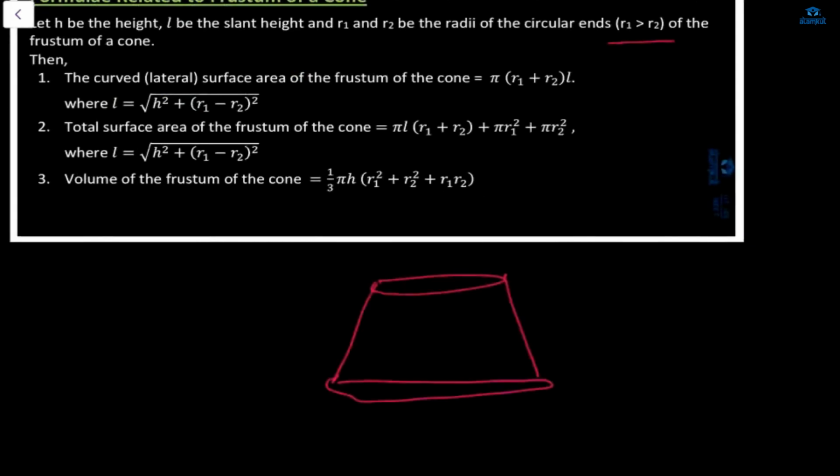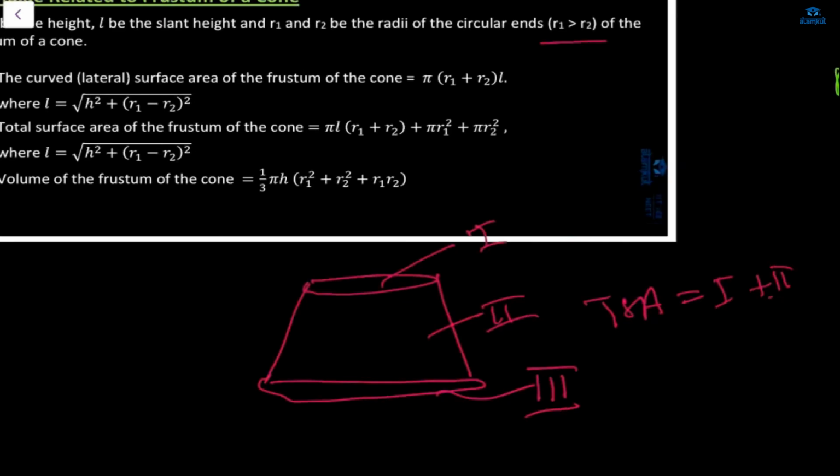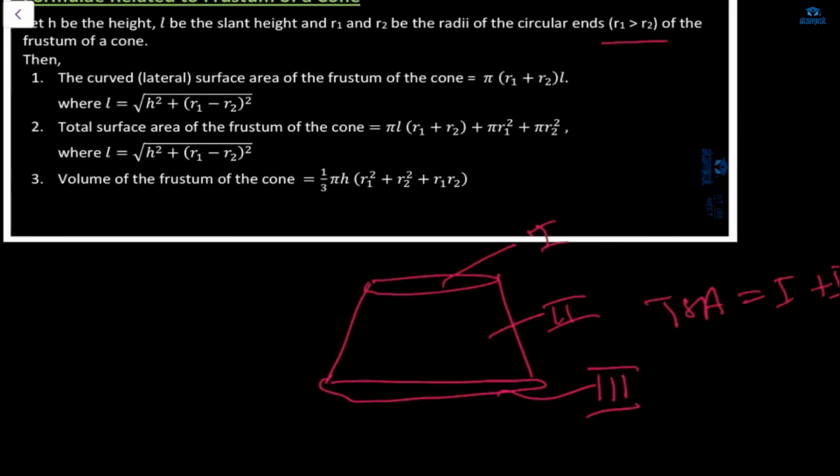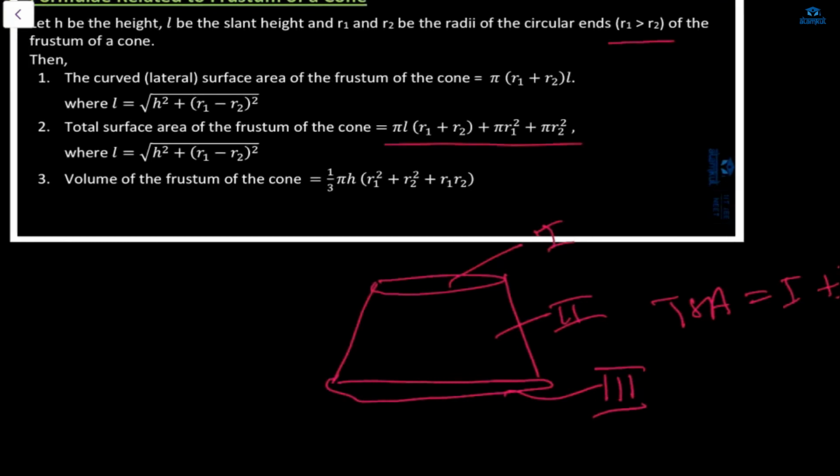The curved surface area will be just the curved portion, but when you are taking total surface area, this time you have got two circles, the above one, which is the first part, then the second part, and this is your third part. So when you are taking TSA, it will be equal to first plus second plus third. That means the curved surface area plus the top and the bottom. So the formula: total surface area is pi (r1 plus r2) l, that is curved surface area, plus top plus bottom. Understood?